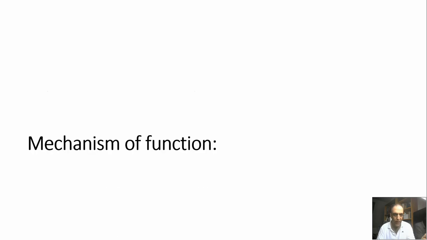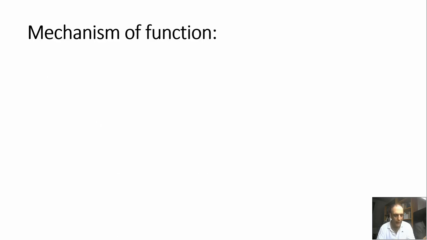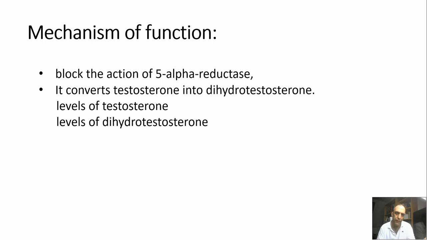5-alpha reductase inhibitors are the group of medicines which block the action of the 5-alpha reductase enzyme. As you know, 5-alpha reductase is an enzyme. It has 3 types of isoenzyme, type 1, 2, and 3. And this enzyme converts testosterone to dihydrotestosterone. With the 5-alpha reductase inhibitors, we can block the action of the 5-alpha reductase.